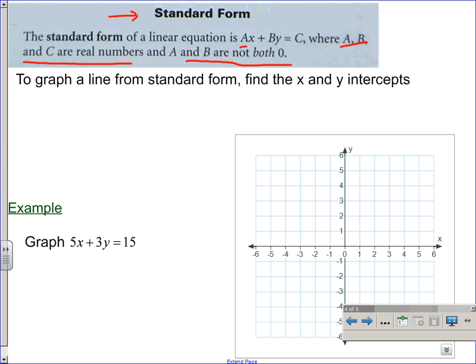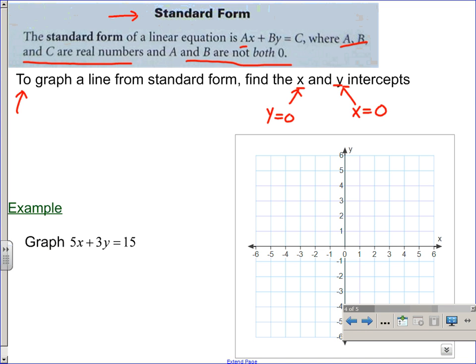That's perfectly fine. So right here, to graph a line from standard form, you find the x and y intercepts. To find the x-intercept, wherever it is on the x-axis, the y value is 0. So you just plug in 0 for y and solve for x. To find the y-intercept, anywhere on the y-axis, the x value is 0. So you plug in 0 for x and solve for y. To graph a line, it only takes 2 points. There are your 2 points, the x and y intercepts, and you just connect them with a line.